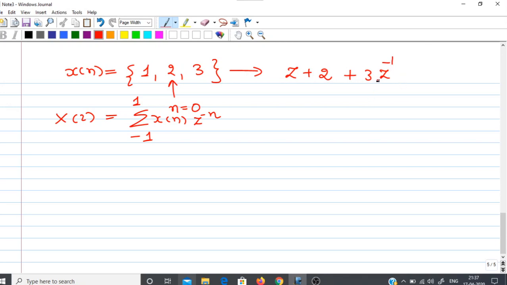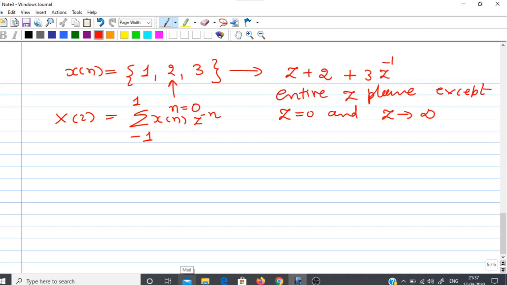And what would be the ROC? There would be the exclusion of z equals 0 because of the term z inverse, and there would be exclusion of the point z tending to infinity because of the term z. So what is the ROC? ROC is the entire z plane except z equals 0 and z tending to infinity.